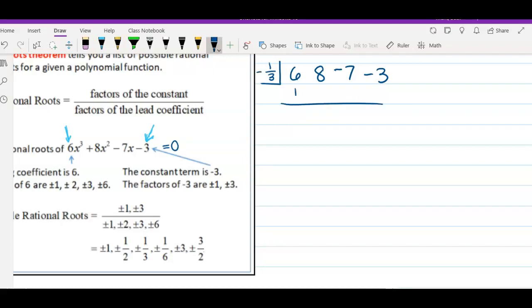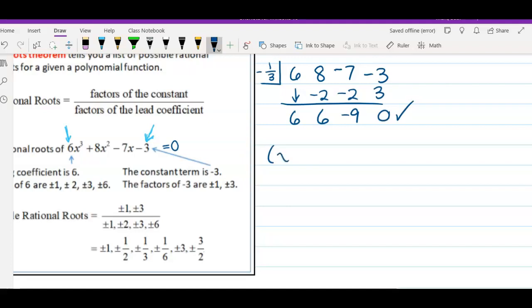Let's try -1/3. When I bring down the 6, I get a -2. Combined with 8 gives me 6, which makes another -2. Combined with -7 makes -9. Times a -1/3 is a +3, and we have a winner.